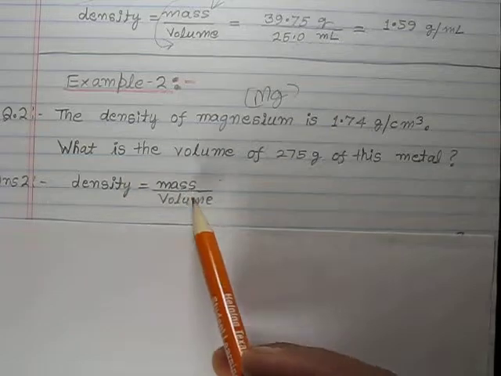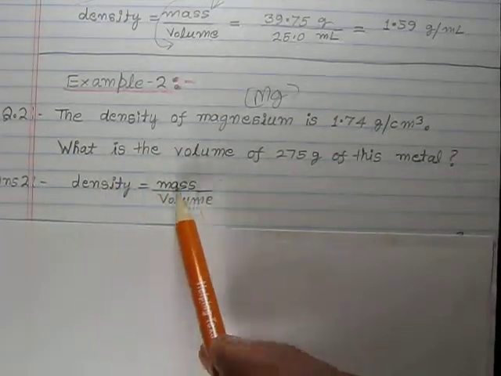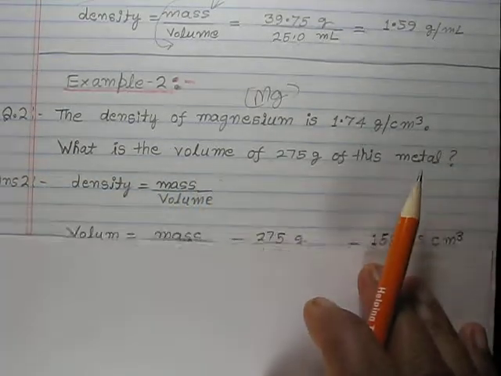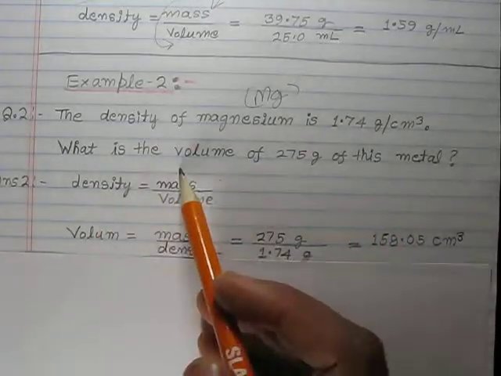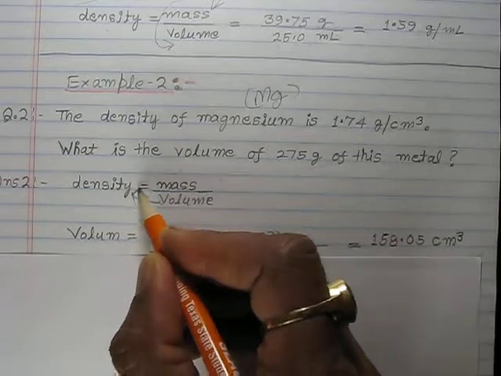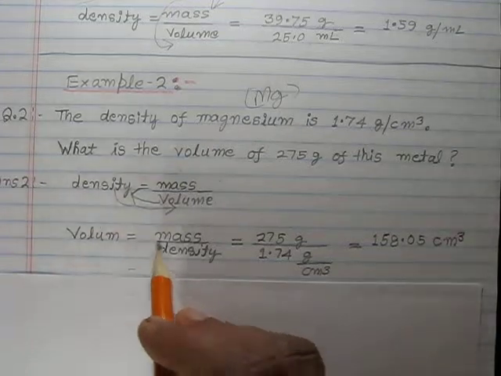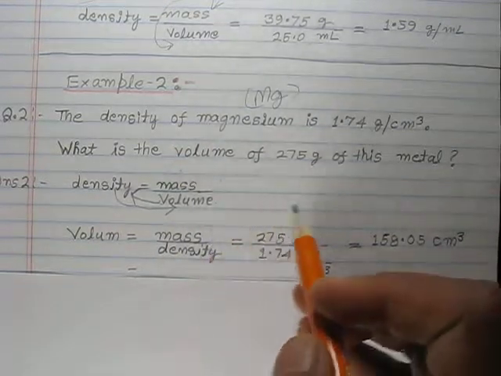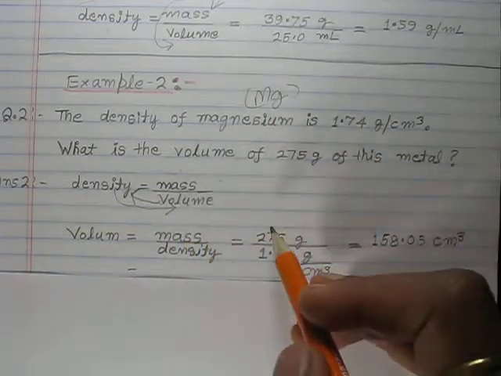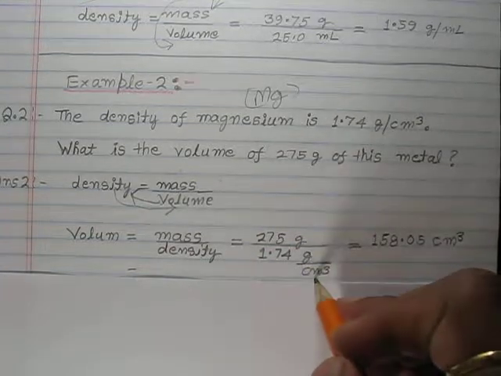If we know the density and we know the mass, then we can calculate the volume. So out of 3 parameters, if you know any 2 of these, we can calculate the other. So density is equal to mass over volume, so we can rearrange this formula. Volume can go up and density can go down on this side. So volume will be equal to mass over density, and now we can just place the numerical values into this formula. So mass would be 275 gram and density is equal to 1.75 gram per centimeter cube.